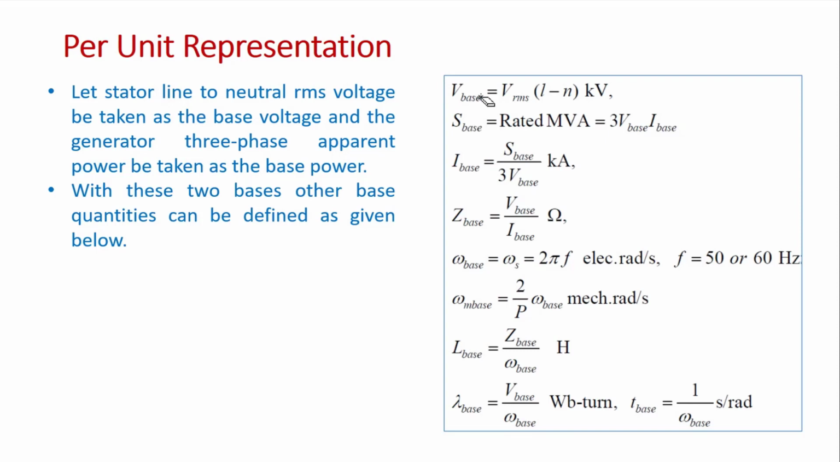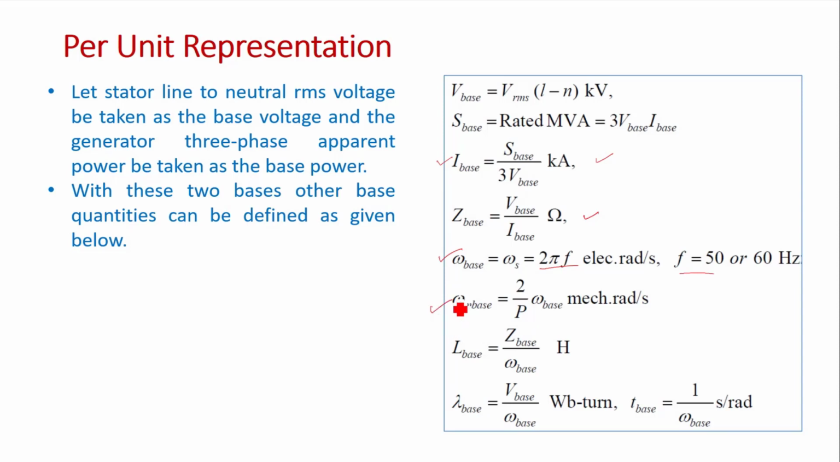So V base RMS line to neutral in kV, and S base, that is rated MVA, equals 3 V base I base, right? So now I can find I base from here. So I base will become S base by 3 V base, in kiloampere. Now Z base will become V base by I base, in ohm, right? These are base quantities. Then omega base will become omega S, that is equal to 2 pi f electrical radian per second, where f is 50 or 60 depending upon the system.